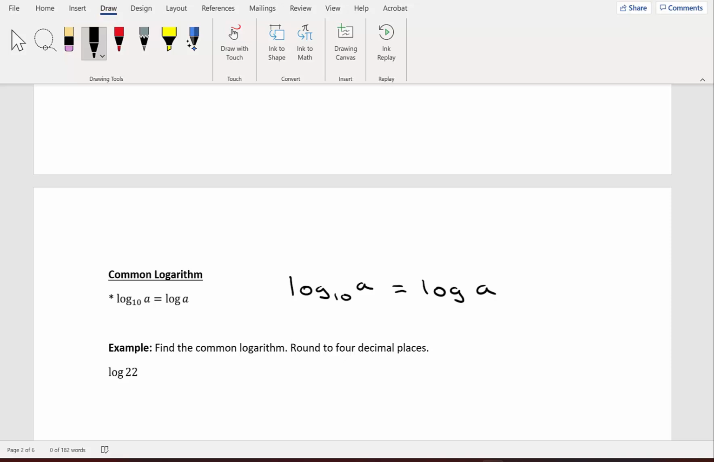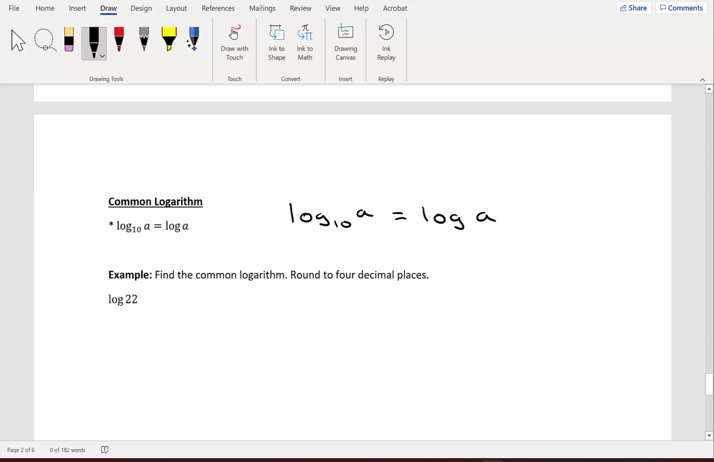So for our next example, find the common logarithm, round to 4 decimal places. We have log of 22. Notice how we don't have a base written out here. If we don't have a base, the base is really 10. It's really log base 10 of 22. Now on your calculator, you have 2 logs. One of them is the common logarithm, which is base 10, and the other one is natural log, which you'll see as ln. Over here we're dealing with base 10.